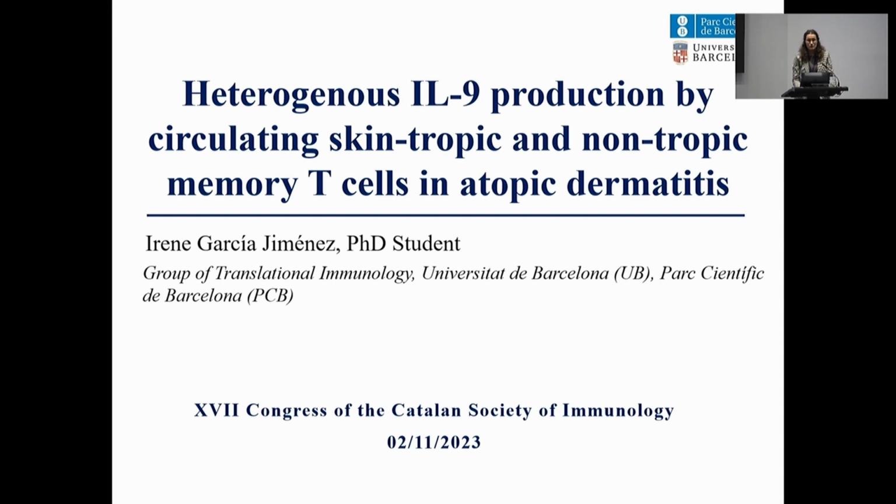I'm a PhD student at the Translational Immunology group, and today I'm going to present my work titled Heterogeneous IL-9 Production by Skin-tropic and non-tropic memory T cells in atopic dermatitis.